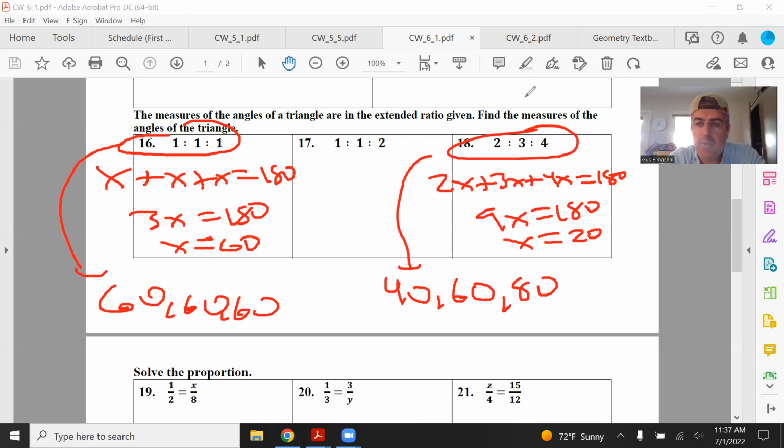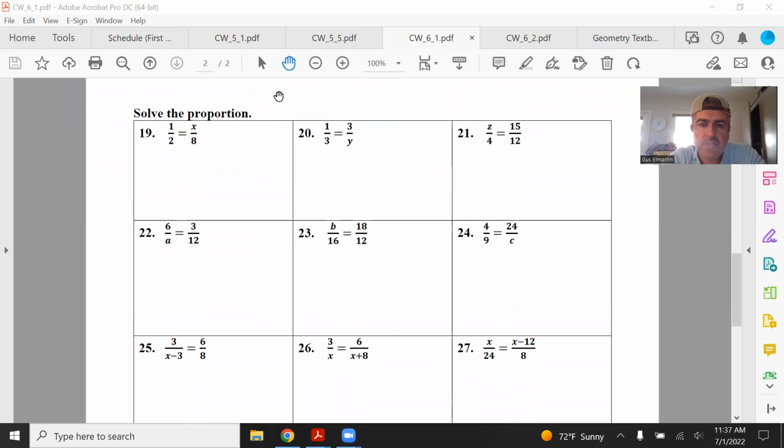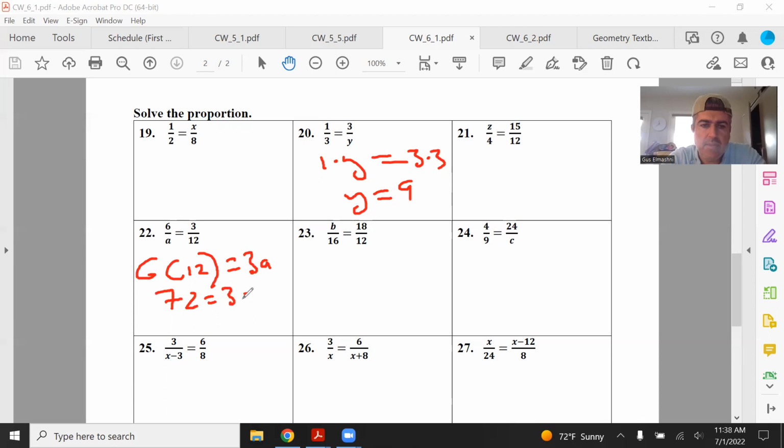Questions about 16 or 18 before I do the proportions down below? Okay. And here we could cross multiply. Remember, 1 times y equals 3 times 3. So y is 9. Here's 6 times 12. Oops. Equals 3a. 72 equals 3a. A is 24.